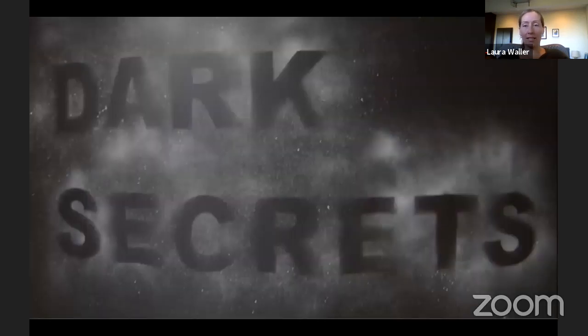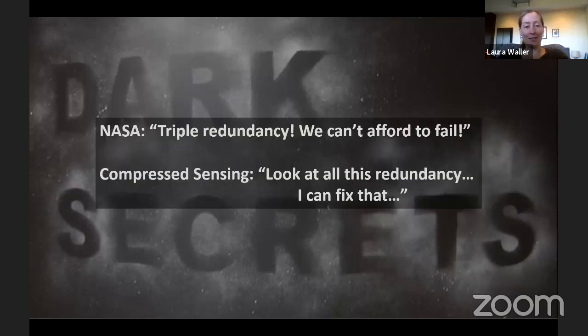Okay, I would like this to be the end of the talk, but I think it's actually really fun to talk about all the problems that we run into when we build these kinds of systems. This is one of my favorite quotes; I stole this from Mike Gehm. It's about NASA triple redundancy, can't afford to fail. Compressed sensing: oh, look at all this redundancy, I can fix that. One of the key problems with typical computational imaging is that you design these systems to be extremely efficient, and as a result, they also become extremely fragile. When you don't have the perfect A matrix, when your assumptions aren't perfect, they can have really weird artifacts.